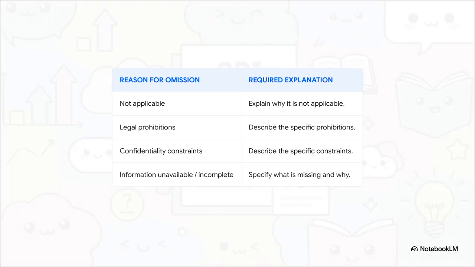So here they are, the only 4 permitted reasons, and they are super specific. First, you've got not applicable. That's pretty straightforward. It's for when a disclosure just has nothing to do with your organization. Then there's legal prohibitions and confidentiality constraints. These are for when you're literally not allowed to share the data, either because of a law or because it's a trade secret or something. But this last one, information unavailable, is really important. If you use this reason, you can't just say data's not here and walk away. Nope. You have to explain exactly what's missing, why it's missing, and, this is key, what you're doing to get that data for next time.